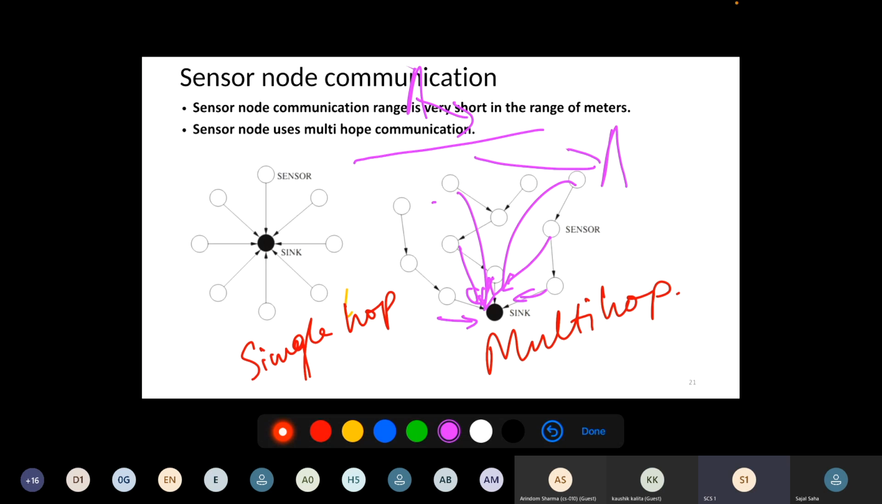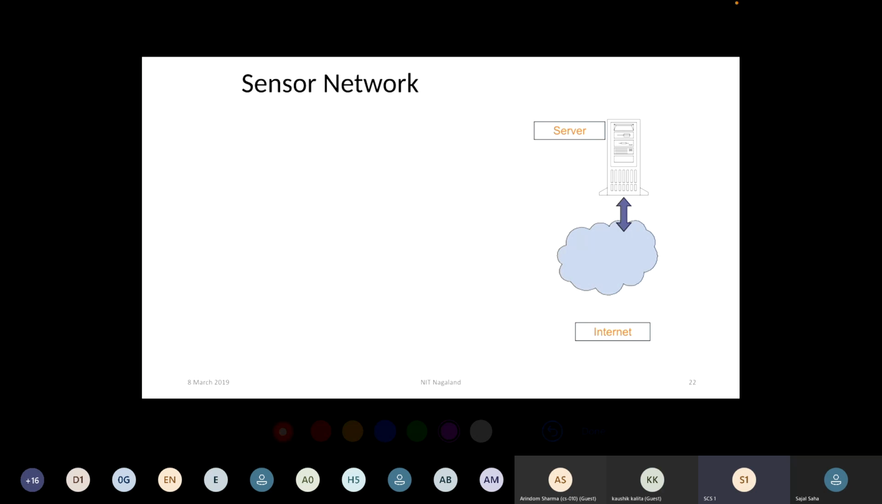So if you have to send data or a signal from your device, whether it is a mobile device or a sensor device, whatever it may be, you have to dissipate more power, more energy. So to save your power, what do we do? We send the data through multi-hop communication. We try to send the data through a multi-hop communication system. Now is this clear? Yes sir.